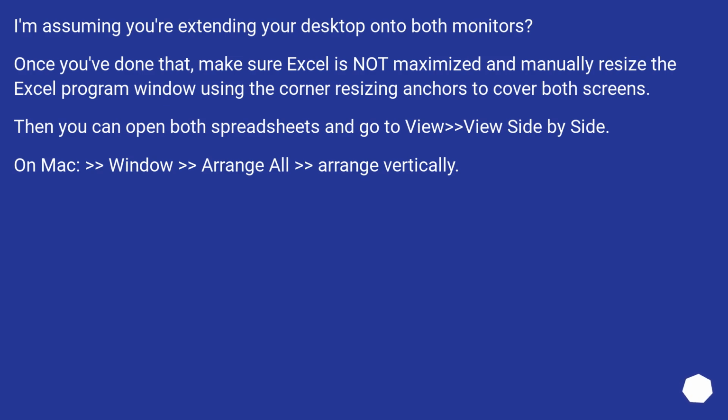I'm assuming you're extending your desktop onto both monitors? Once you've done that, make sure Excel is not maximized and manually resize the Excel program window using the corner resizing anchors to cover both screens. Then you can open both spreadsheets and go to View > View Side by Side. On Mac, Window > Arrange All > Arrange Vertically.